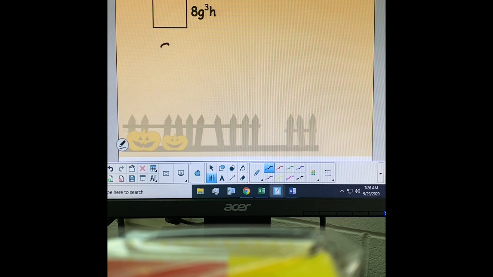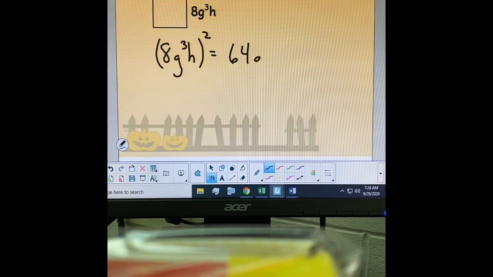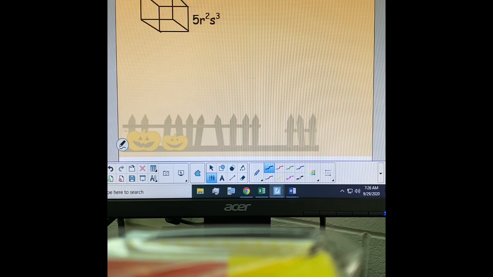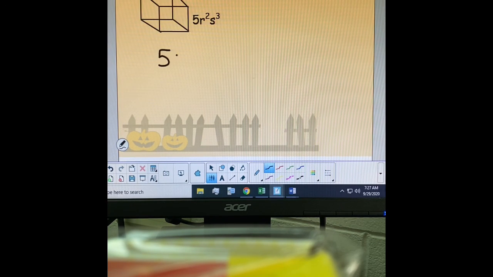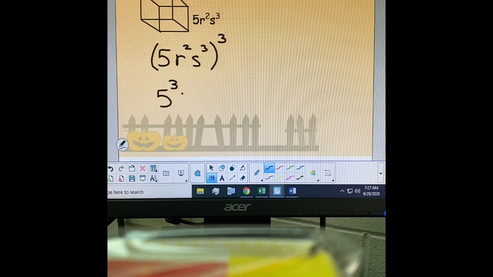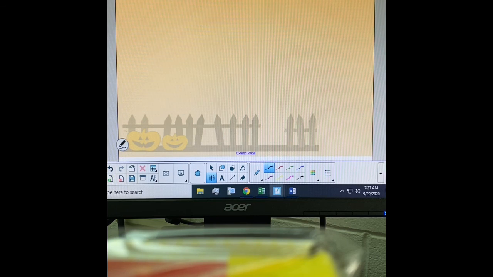Finding the area of a square. Area of a square is side squared. So we can do 8g to the 3rd h and square that and get 64g to the 6th h squared. The volume of a cube is side cubed, or length times width times height. So we could do 5r squared s cubed raised to the 3rd power. 5 to the 3rd, r squared to the 3rd, s cubed to the 3rd, results in a volume of 125 r to the 6th, s to the 9th.